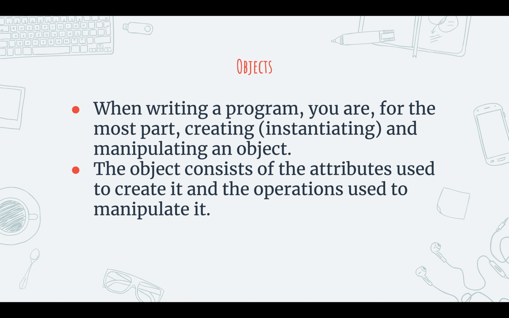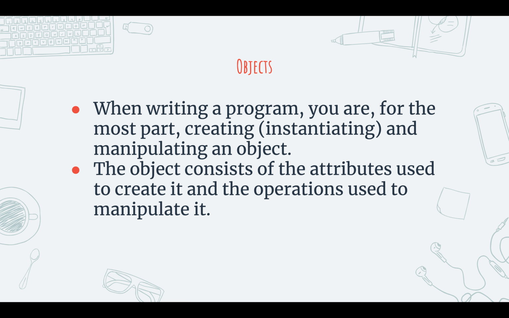So, when you're writing a program, you are for the most part creating, or instantiating, in other words, and manipulating an object. Java is object-oriented programming, and although we haven't done much of it yet, a lot of what we're going to be doing after this section is in regards to object-oriented programming. So we're going to be creating objects, instantiating objects, and then manipulating these objects so that they can be used in a broader scope.